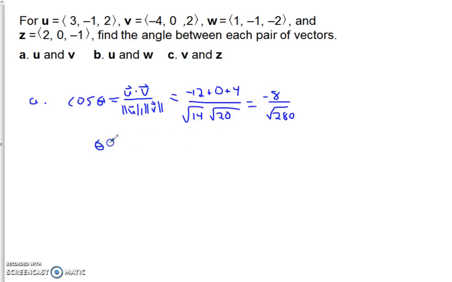Theta then is equal to the inverse cosine, or the arc cosine, of -8 over the square root of 280. And that answer, according to my work earlier, is 118.56 degrees. You may give that in degrees. It may be asked for in radians. Just be aware and set your calculator accordingly, unless you know that answer in your head, but I certainly don't. Okay, you can do B and C here by yourself. I'm sure you can handle that.